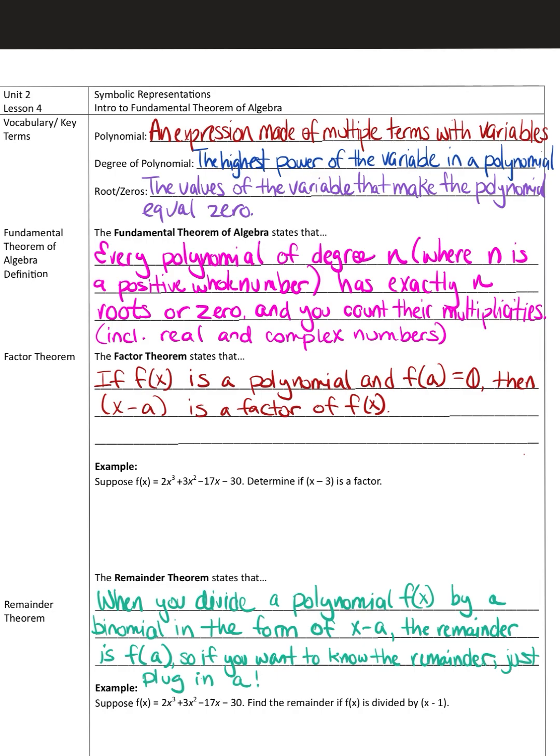I am the other half of the pre-calculus team here at Randallstown, and I will be reviewing Unit 2 Lesson 4 notes for Intro to Fundamental Theorem of Algebra.